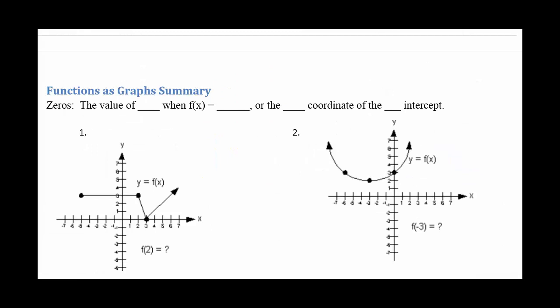All right, the last topic we're going to address is zeros. And zeros refers specifically to the value of x when f of x equals 0, or the x-coordinate of the x-intercept. In other words, a zero is an actual number, and we look at where the x-intercept is and just write down what the x part of that ordered pair is.